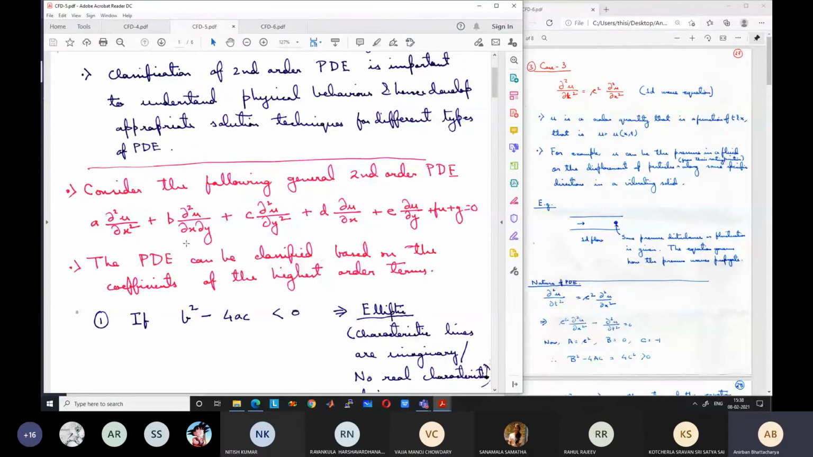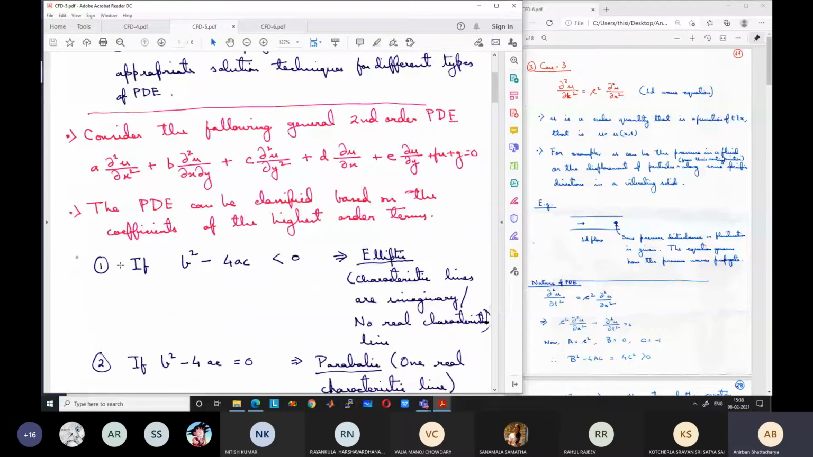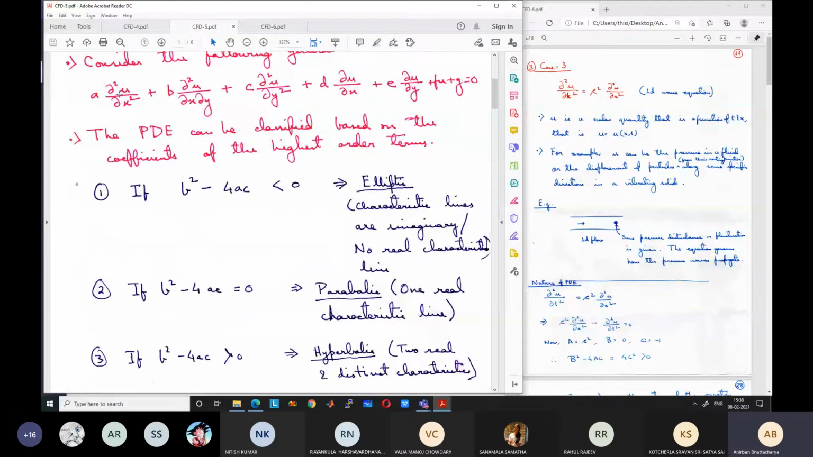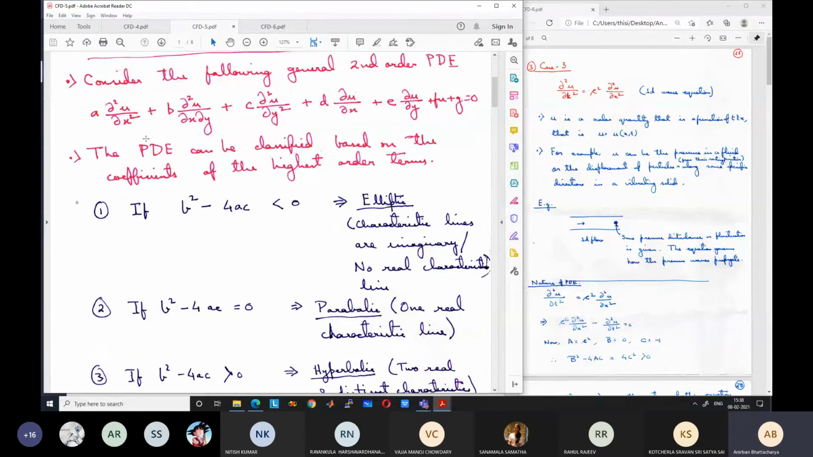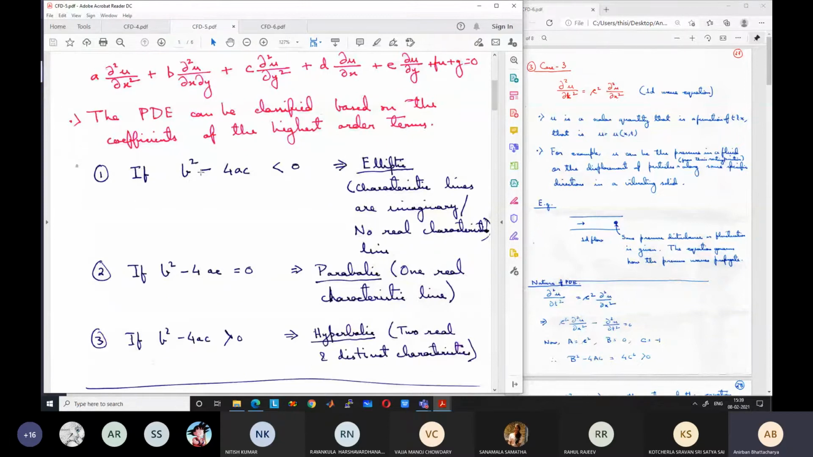This we had seen, and we had classified this equation based on the coefficients of the highest order terms. The three second order terms are there, and based on their coefficients we have classified the PDs into three types. What are these three types? If the coefficients are such that b square minus 4ac is less than 0, then we call this PD an elliptic PD, and there is a particular type of behavior associated with this type of PD. We can also say that there are no characteristic lines.